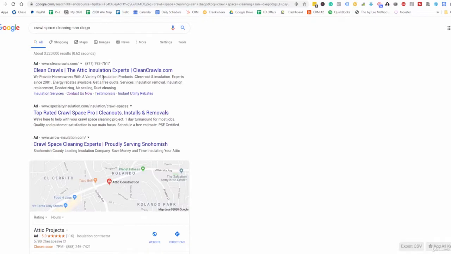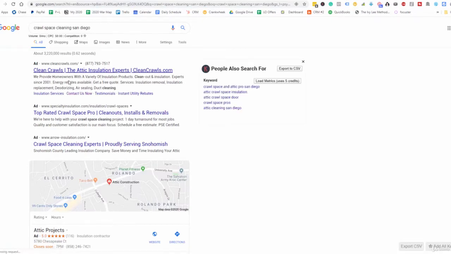Okay, great. So now up here we can automatically see the top ads and we can look at what exactly they're using, what's the actual messaging, the hooks, the angles. So this company here is Clean Crawls, so they have their brand name there, the attic insulation experts. We provide homeowners with a variety of insulation products. Energy rebates available, get a free quote. Then they have their extensions here.